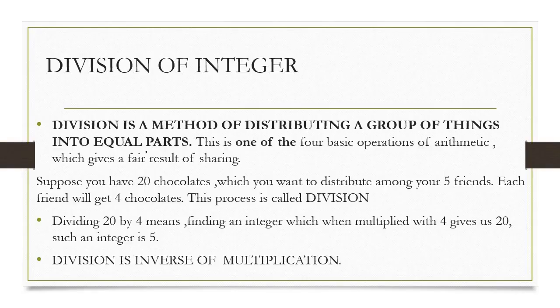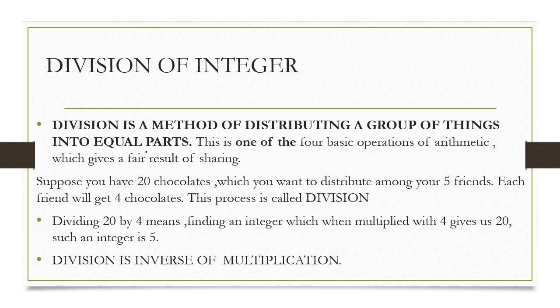Now comes the fourth mathematical operation, that is division of integers. What is division? Division is a method of distributing a group of things into equal parts. This is one of the four basic mathematical operations which gives a fair result of sharing.